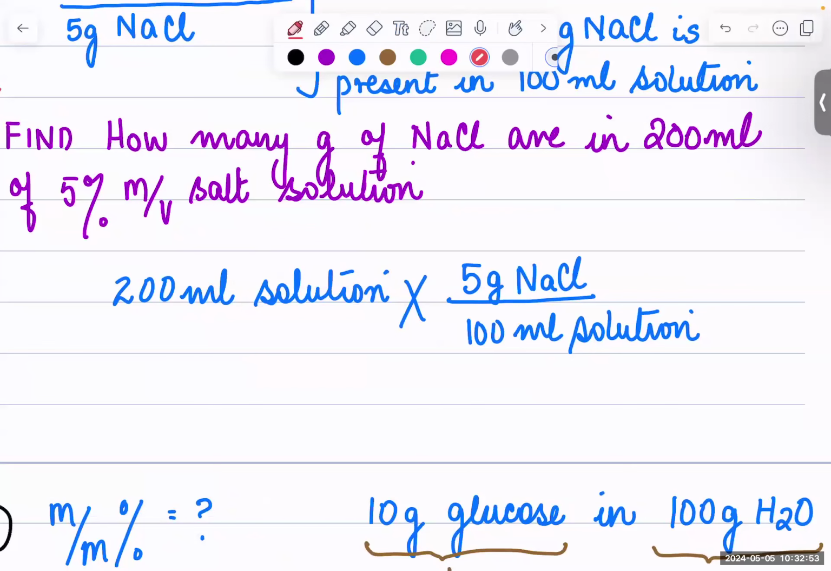So the solution that we want: if we take 5 grams of sodium chloride and we put it in 100 milliliters of the solution, then we will get 5% mass by volume.